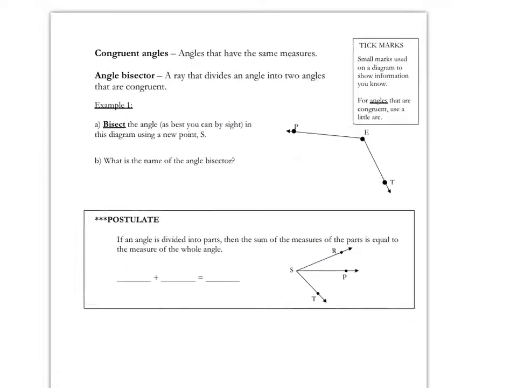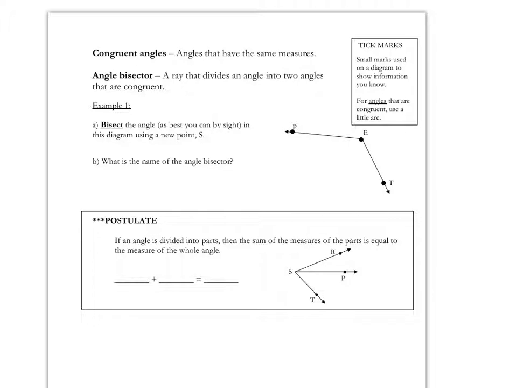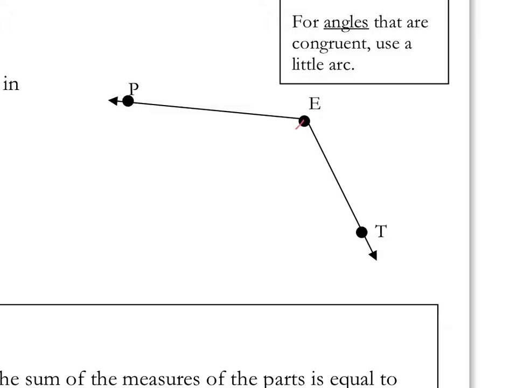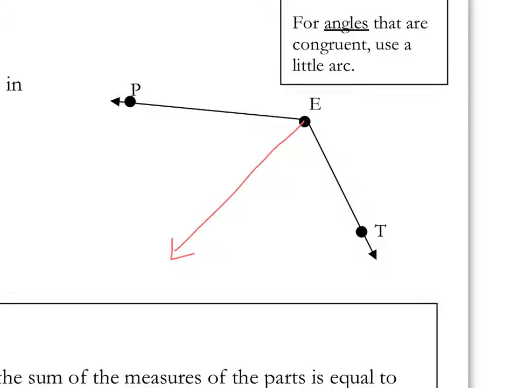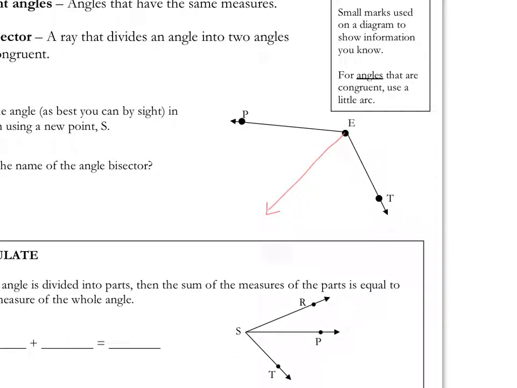So there's a lot of different ways that you could name that angle. Alright, so now we're going to talk about solving some angles. So congruent angles, we already talked about congruent segments, and it's going to be the very same thing with congruent angles. Angle bisectors is just a ray that divides the angle into congruent angles. So let's bisect this one. So I'm going to put a ray down the middle with a new point S.